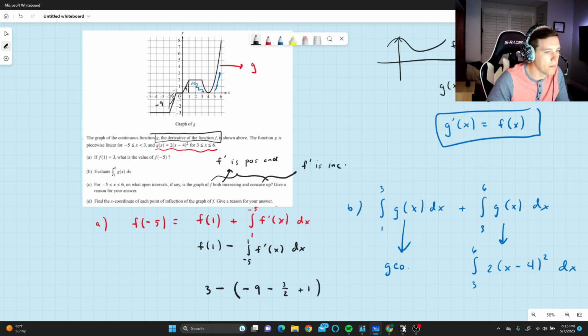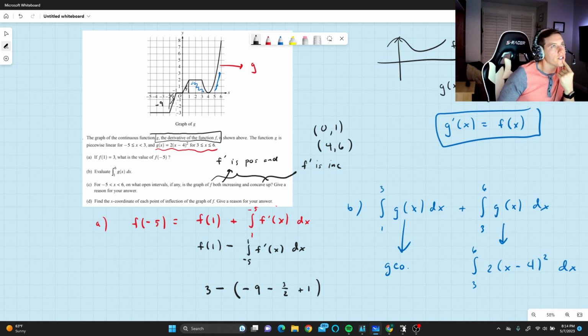And that happens from 0 to 1, and that happens from 4 to 6. Okay, some other questions they could ask. The area from -1 to 0 is just 0. Yep, because it's right on the axis. Yep. Some other questions they could ask.